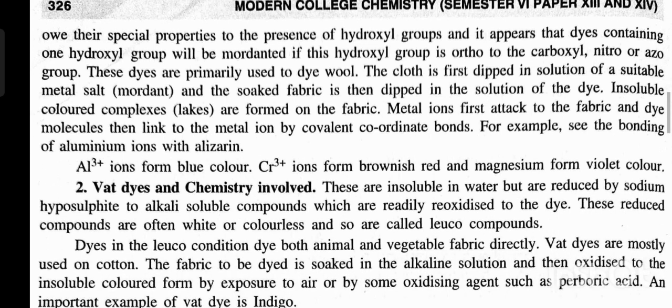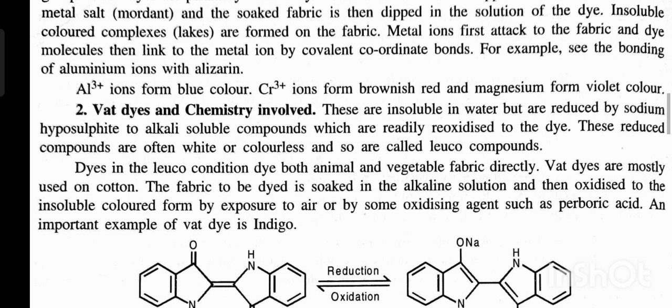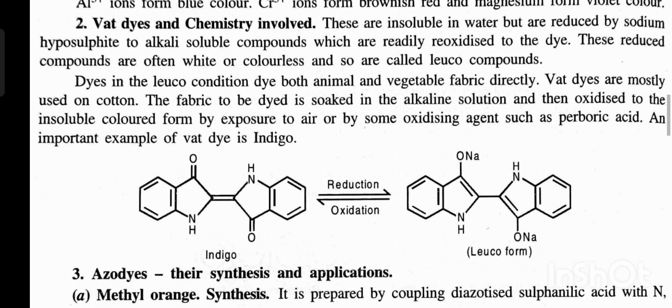Second, vat dye and chemistry involved. These are insoluble in water but are reduced by sodium hydrosulfite to alkali soluble compounds which are readily reoxidized to the dye. These reduced compounds are often white or colorless and so are called leuco compounds. Dyes in the leuco condition dye both animal and vegetable fiber directly. Vat dyes are mostly used on cotton. The fabric to be dyed is soaked in the alkaline solution and then oxidized to the insoluble colored form by exposure to air or by some oxidizing agent such as perboric acid. An important example of vat dye is indigo.